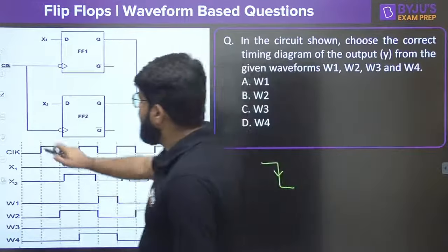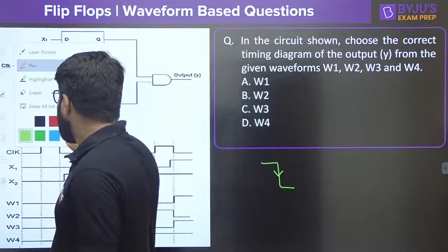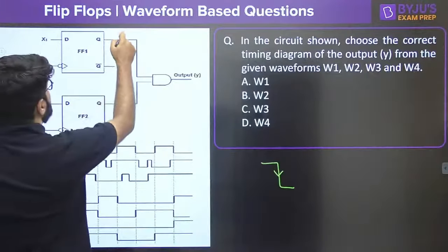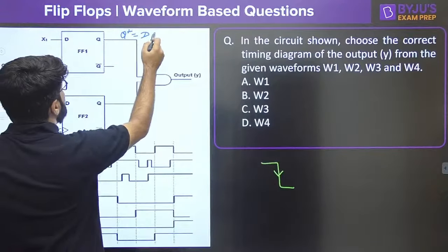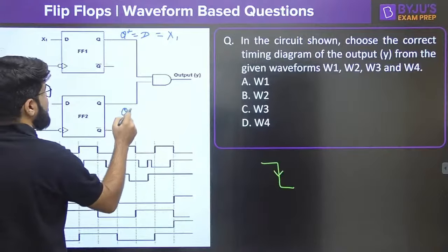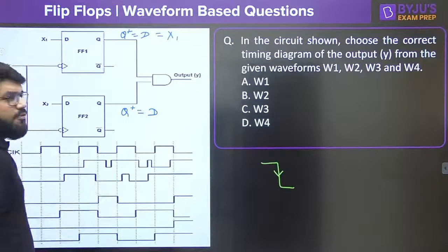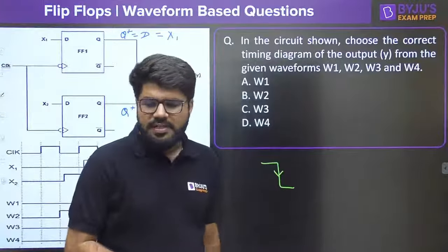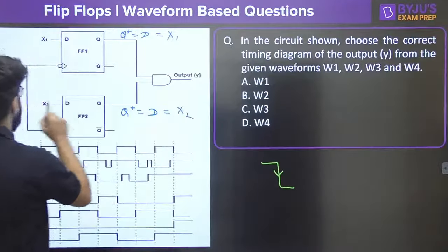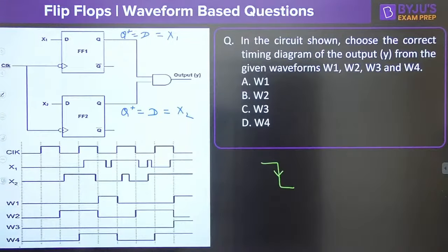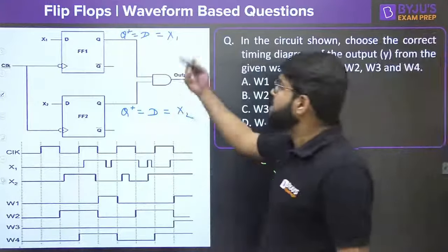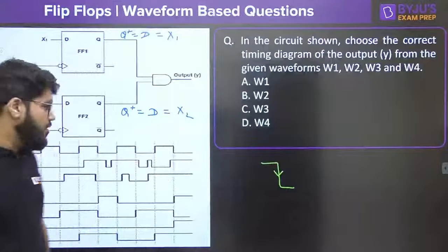We very clearly know what the output of the D flip-flop is. The next state of the D flip-flop is Q plus equal to D, and what is connected to the first one is X1. The next state of the next flip-flop is also Q plus equal to D, and that is equal to X2. Both the waveforms X1, X2 are given, but the next state will only arise when you have a negative edge of the clock.